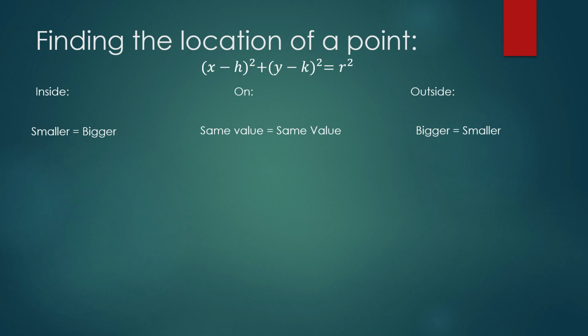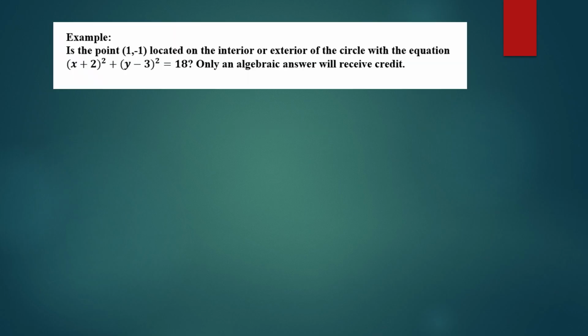And then finally, if your point that you plug into your distance is bigger than your radius, it would be outside the circle because it went further. So what that actually looks like in a question is like this one. They give you a point 1, -1, and an equation of a circle, and they want to know, hey, where is this point located?